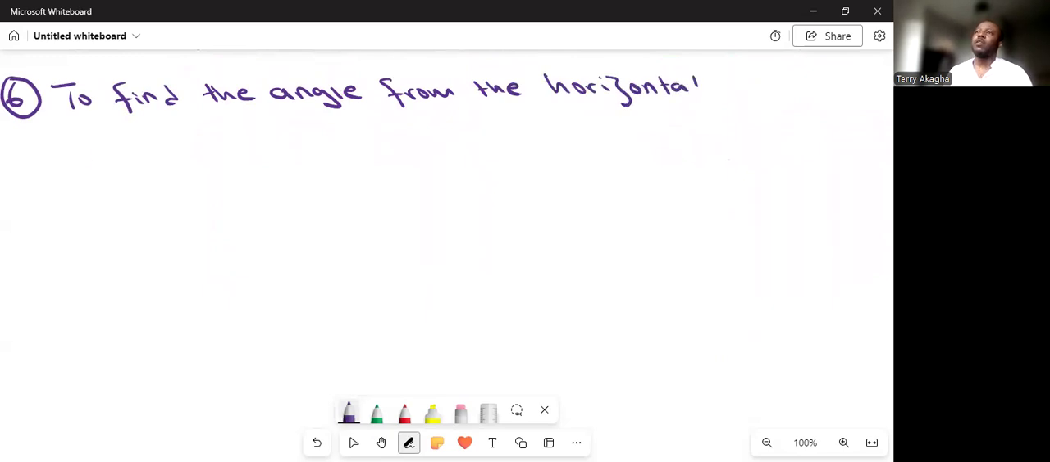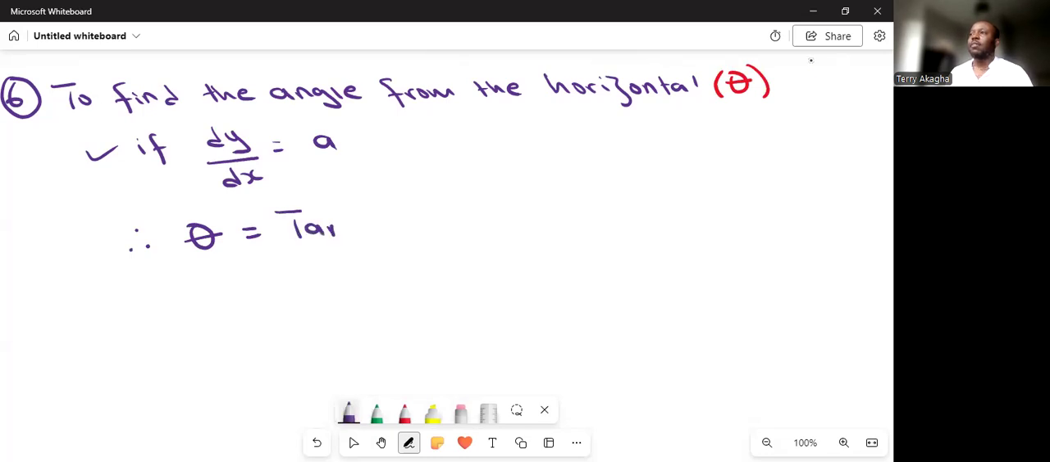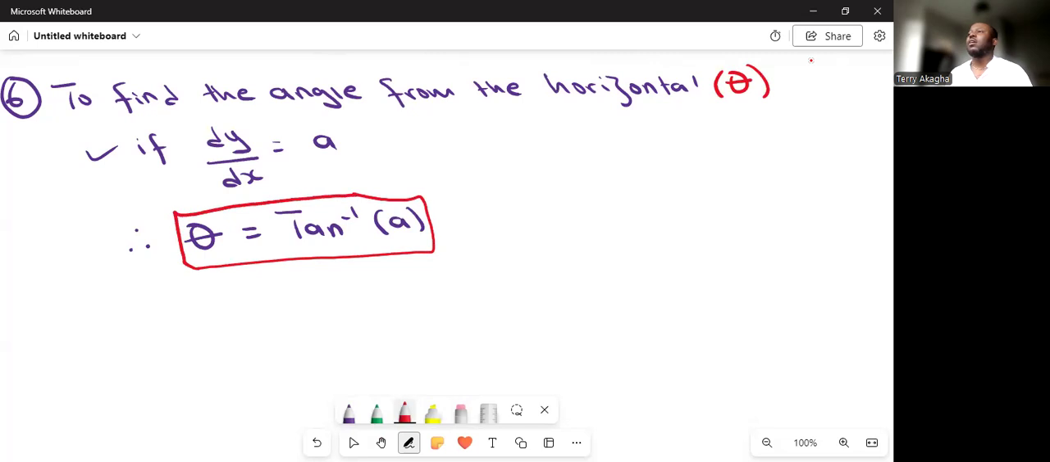All right. So how do you find the angle? For instance, if you had dy over dx equal to, let's say, a, then the angle from the horizontal is theta. So when we talk about the angle from the horizontal, we're referring to theta, all right? So it's very important. Theta is going to be equal to the tan inverse of a, and that will be the answer. So when you're asked to find the angle to the horizontal, it's going to be equal to the tan inverse of the dy over dx, the answer you had. Okay? And that's how you get that answer.